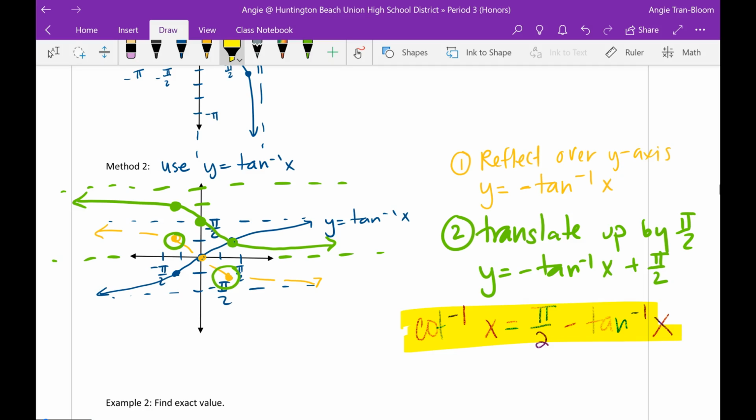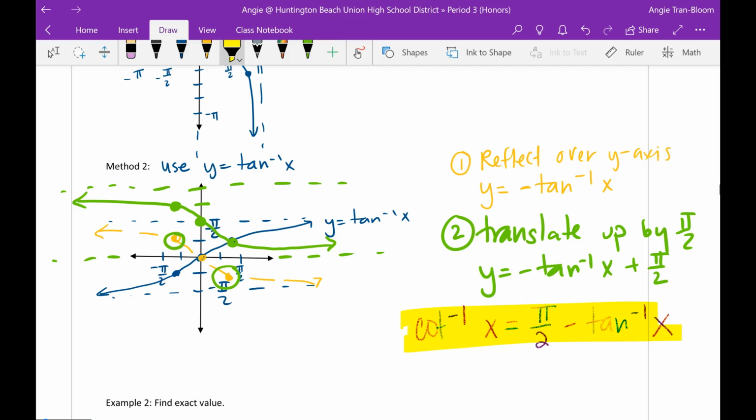Let's go to 3 because you guys already know calculator. On 3, it says use a calculator and round. Does it say round at all? 2 decimal places. The first question is cosecant inverse of 2.